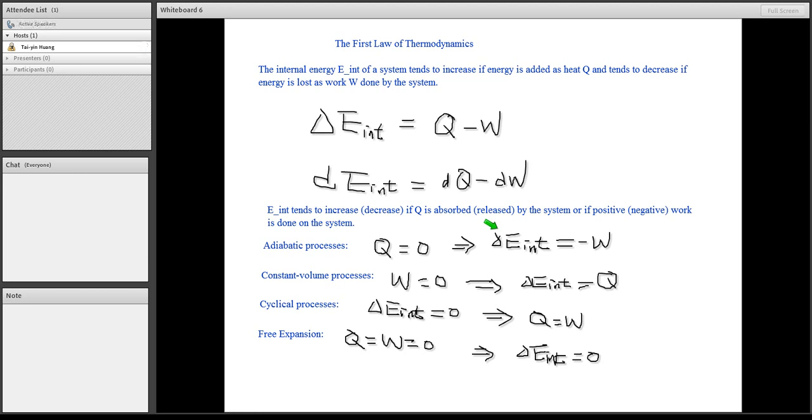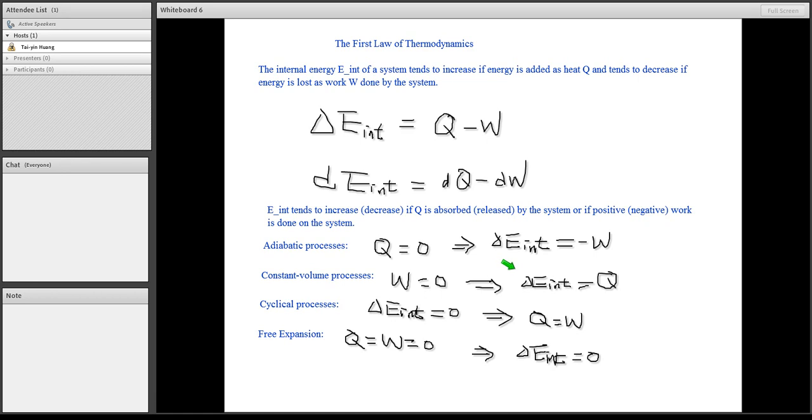When you have a constant volume process, where the volume doesn't change, it means that there's no work. When W is equal to 0, let's look at the first law of thermodynamics: the change in internal energy has to be equal to the heat that's transferred to the system.